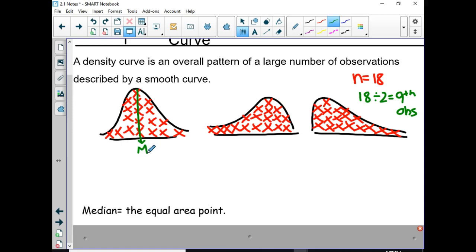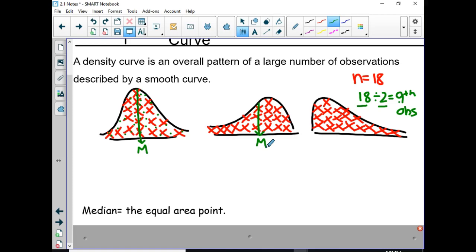Again, for those of you who took calculus, you know that this area under the curve should be equal to this area under the curve. If the calculus doesn't resonate with you, that's fine. Just make sure that you understand that 18 divided by 2 gives you the 9th observation. That's the median point. So again, I can do it over here: 1, 2, 3, 4, 5, 6, 7, 8, 9. I'm going to draw my line right here. This is the median, the equal area point.